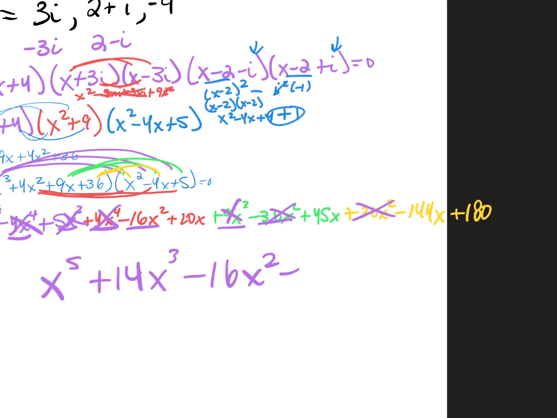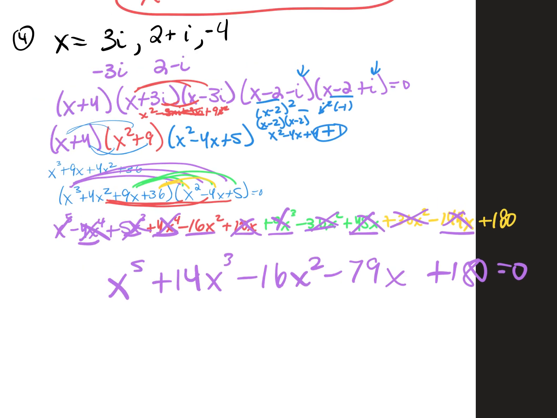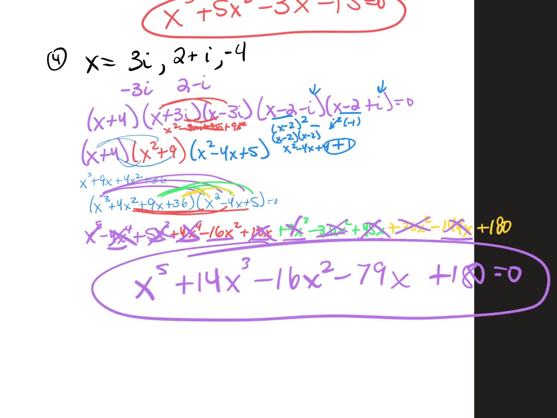Oh, wait, no, hold on. Sorry. I have 20, 45, and negative 144. Negative 79x plus 180 equals 0. That one's a doozy.